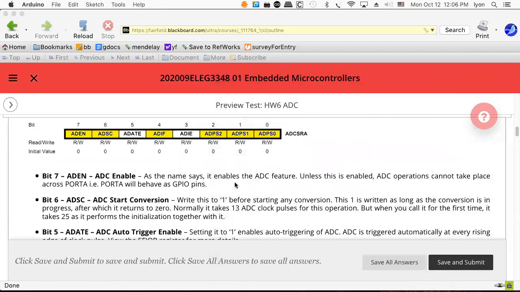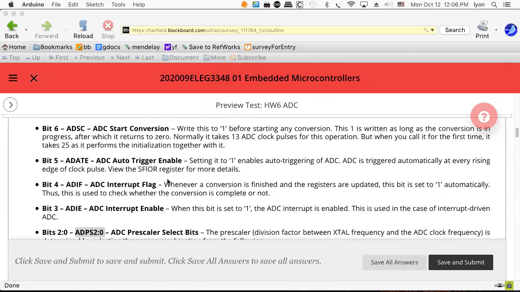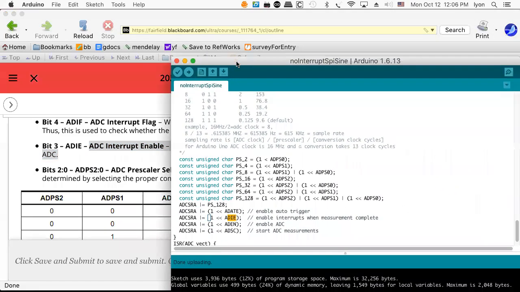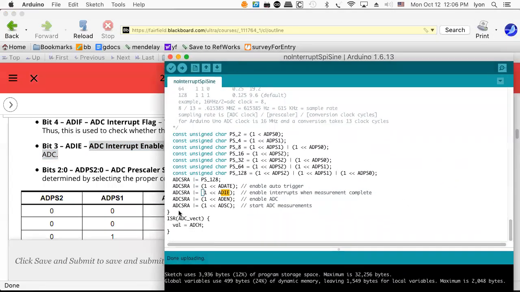And what we'll do is look for ADIE, and here it is. ADC interrupt enable. When this bit is set to 1, the ADC interrupt is enabled, and this is used in the case of interrupt-driven ADCs. So when it's done, it's going to interrupt and call the interrupt service routine with the ADC vector, and we'll be able to grab out ADCH. Or if we're doing a 10-bit conversion, we'll get the other 2 bits from ADCL.